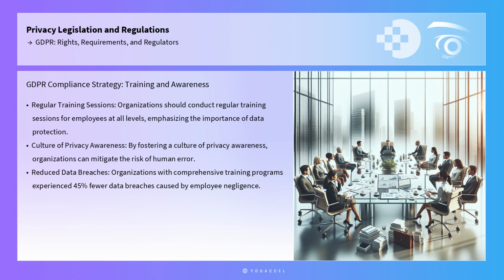Training and awareness are also essential components of a successful GDPR compliance strategy. Organizations should conduct regular training sessions for employees at all levels, emphasizing the importance of data protection and the role each individual plays in safeguarding personal data. By fostering a culture of privacy awareness, organizations can mitigate the risk of human error, which is a leading cause of data breaches. A study by the Ponemon Institute found that organizations with comprehensive training programs experienced 45% fewer data breaches caused by employee negligence.